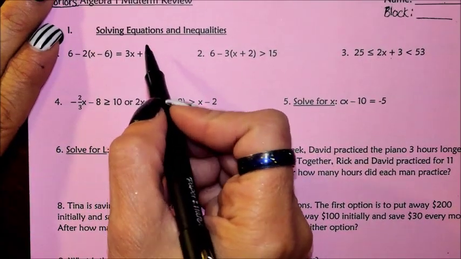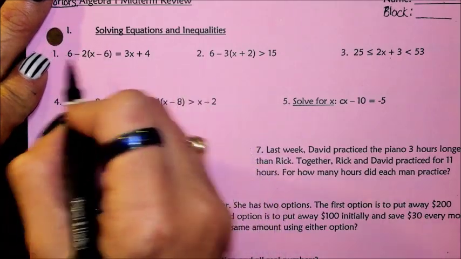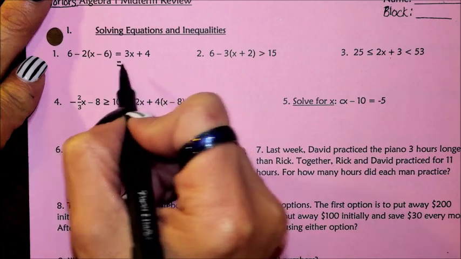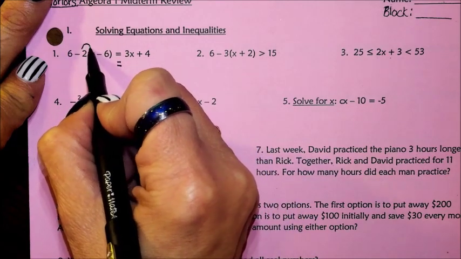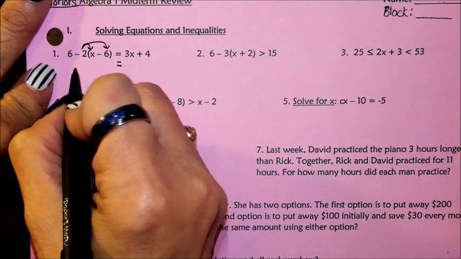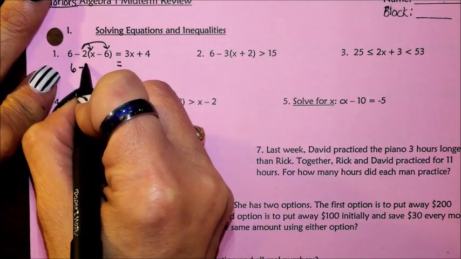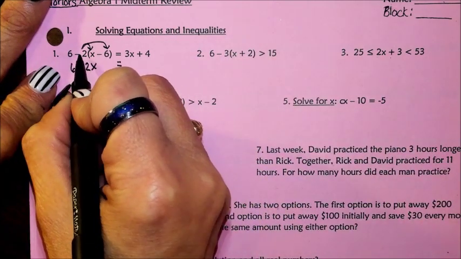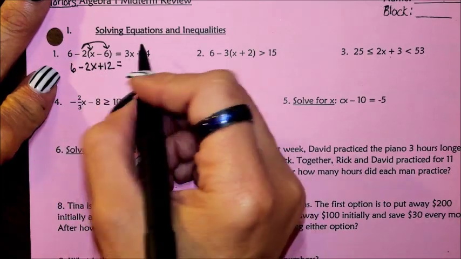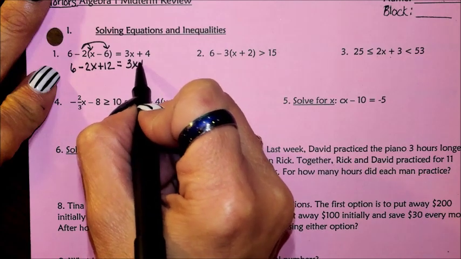So solving equations and inequalities. Let's review. When we solve equations, we are going to solve and get x equals something. I'm going to start here and notice that I have to distribute the 6 minus 2 times x, which will give me 2x. Negative 2 times negative 6 will give me positive 12. Over here I'm going to have 3x plus 4.